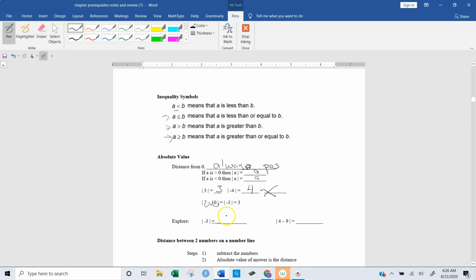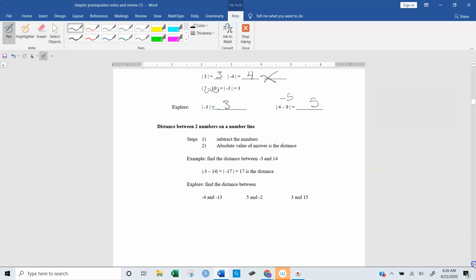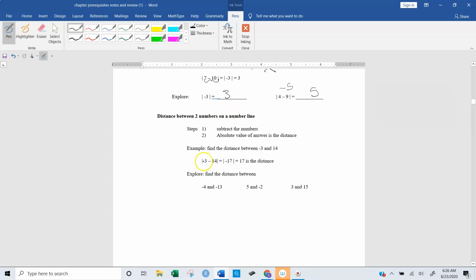Okay, do yours. So you should have got this one because it's the same as above. While 4 minus 9 is negative 5, the absolute value of negative 5 is 5. Okay? Same thing down here. You have to take the negative 3 minus the 14, which is negative 17, and then get your answer, which is the 17. All right, so distance is, you just subtract the 2. Okay, try yours. So you should have done the absolute value of negative 4 minus a negative 13. Well, that's really negative 4 plus 13, which is really 9. So the distance between negative 4 and negative 13 is 9.